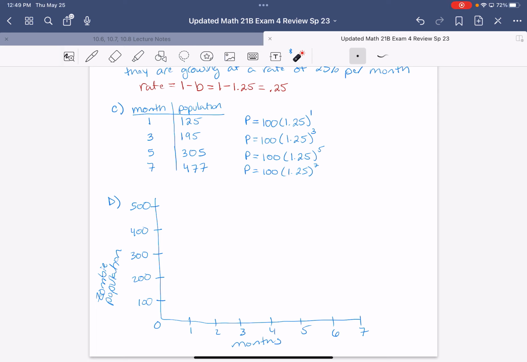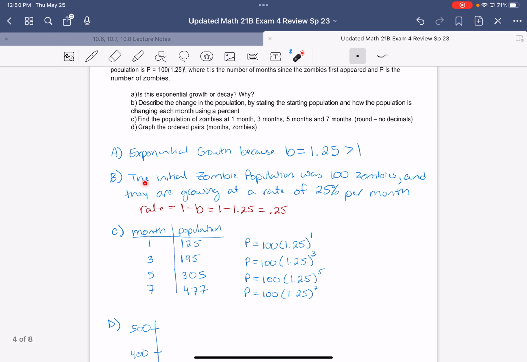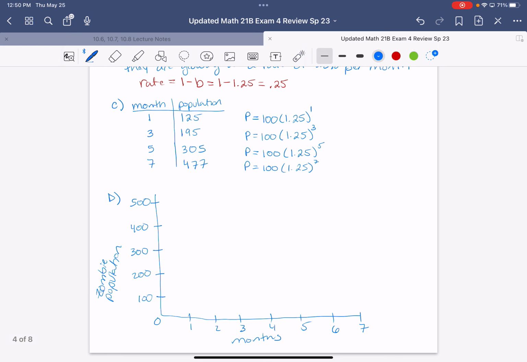Okay, so even though we did not include month 0 on our table, you should know what the population was at month 0. What's the population at month 0? It's not 0. 100. That's our initial, right? We set up earlier that the initial zombie population was 100, so that's what you start with.